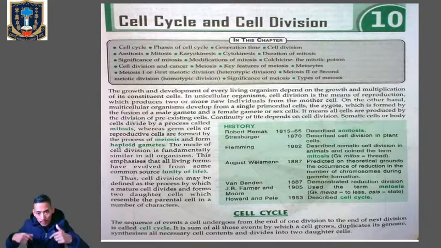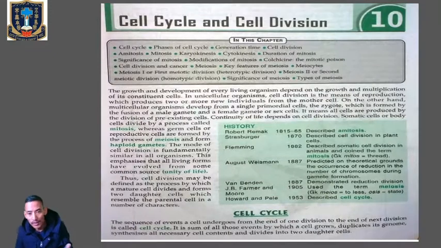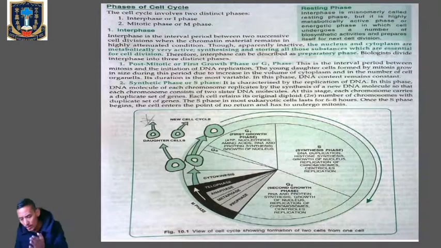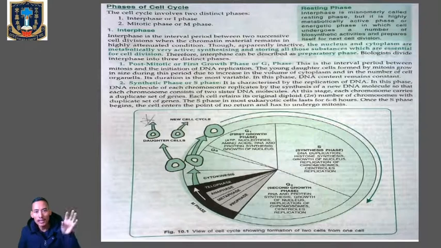So what happens during the cell cycle? During the cell cycle, the cell will prepare itself to undergo the process of cell division. So let's discuss the cell cycle. The cell cycle is mainly divided into two phases or two stages. One is called the interphase or the I phase, and the second one is called the M phase. So we have the interphase and the mitotic phase.